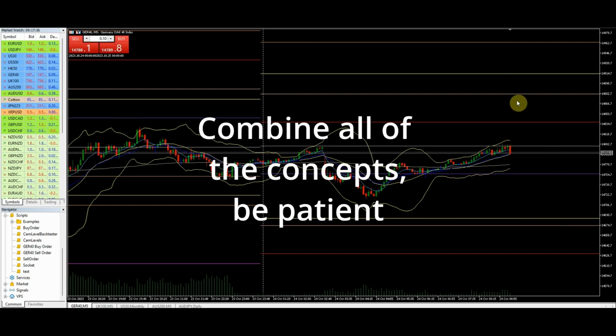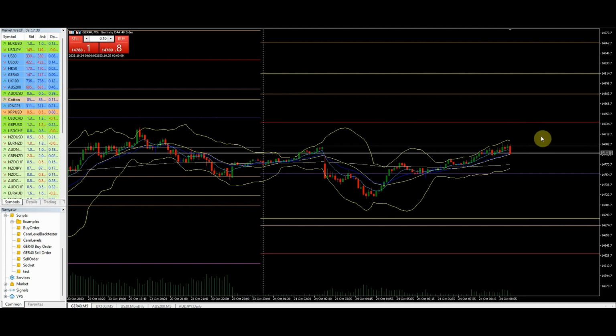When you're looking to trade in between these levels, it becomes very challenging to make higher quality decisions. So being patient can be very helpful in this market.